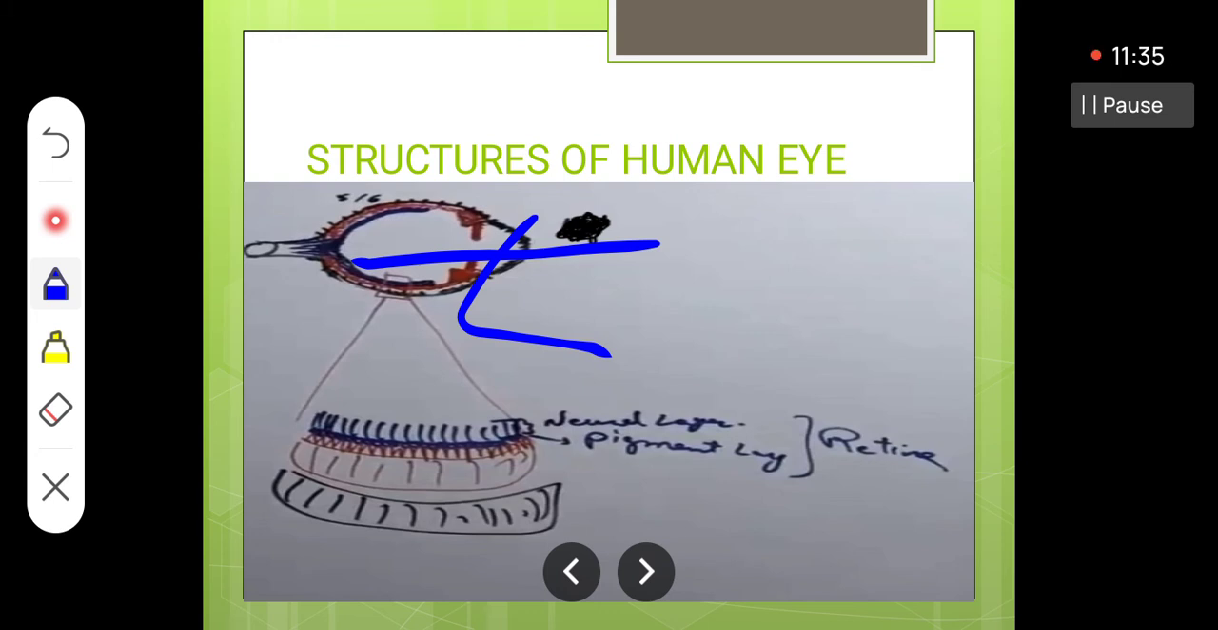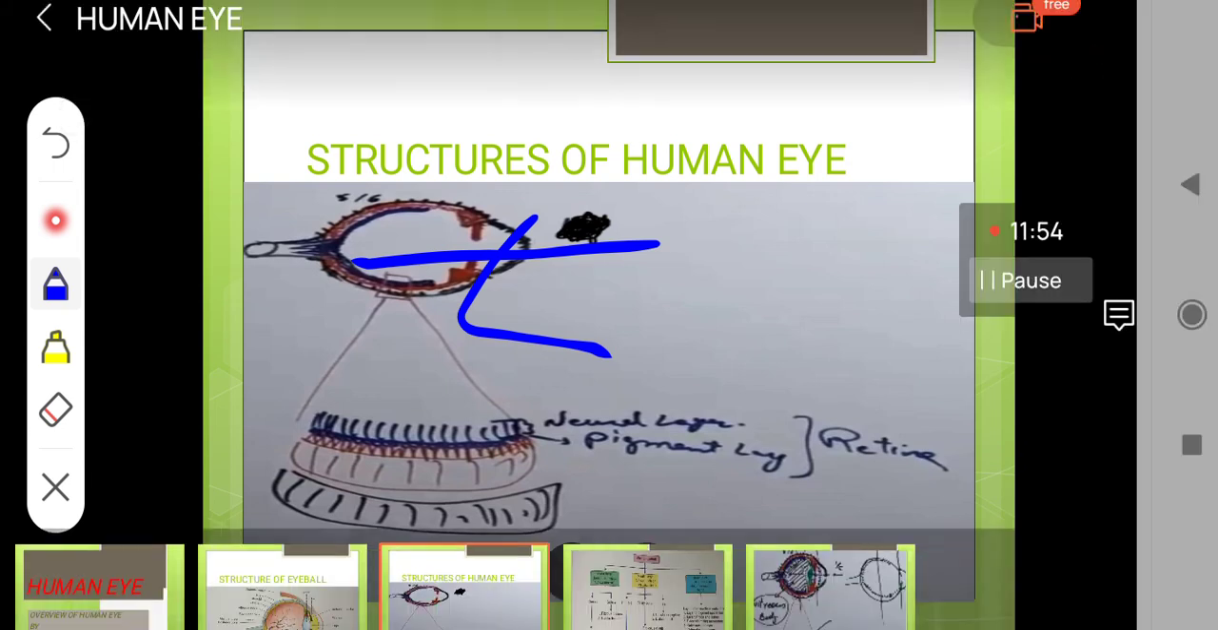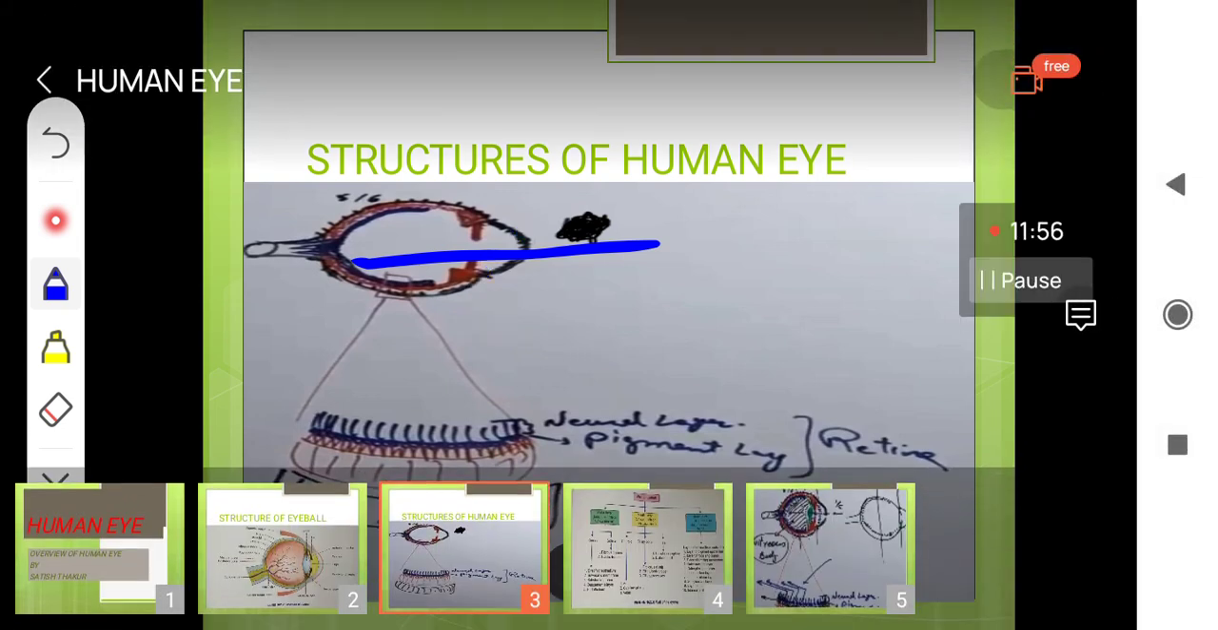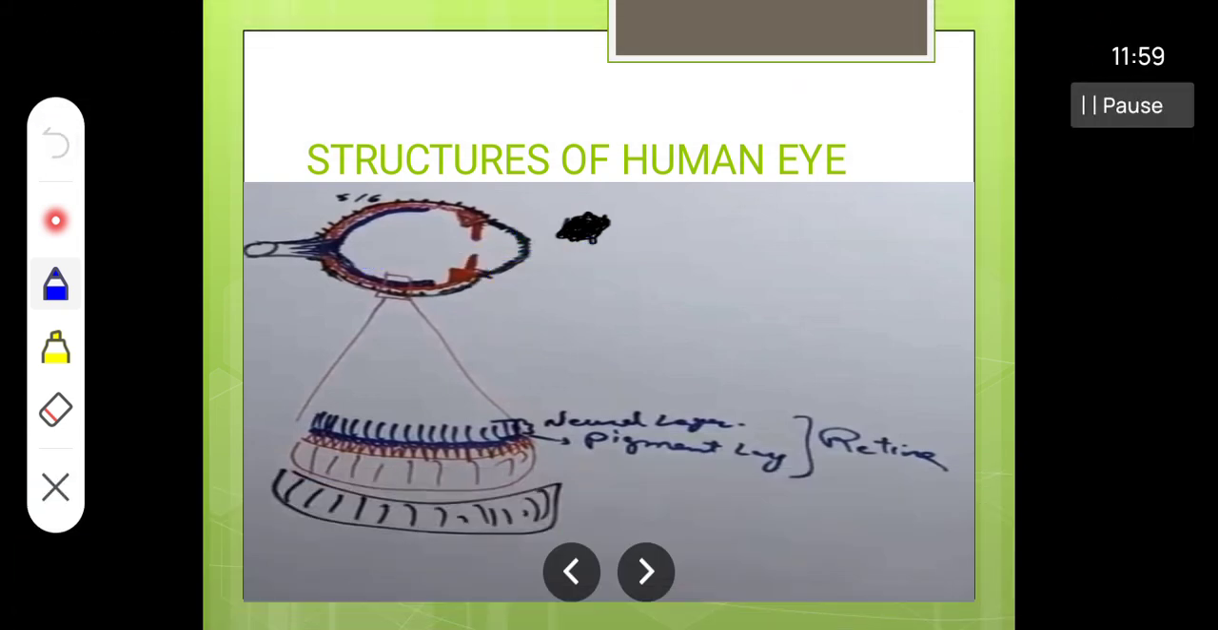Those rods and cone cells convert the light energy into the electrochemical energy of an action potential. That's why we are able to see: the light energy that falls on the eye is simply converted into electrochemical energy of action potential. Okay, and then we'll talk a little about how light enters and what all things are actually happening there.